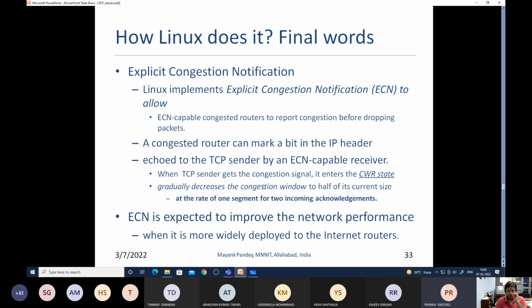When the TCP sender gets the congestion signal, it enters the CWR state and gradually decreases the congestion window up to half of the current size, at the rate of one segment for every two incoming acknowledgements.